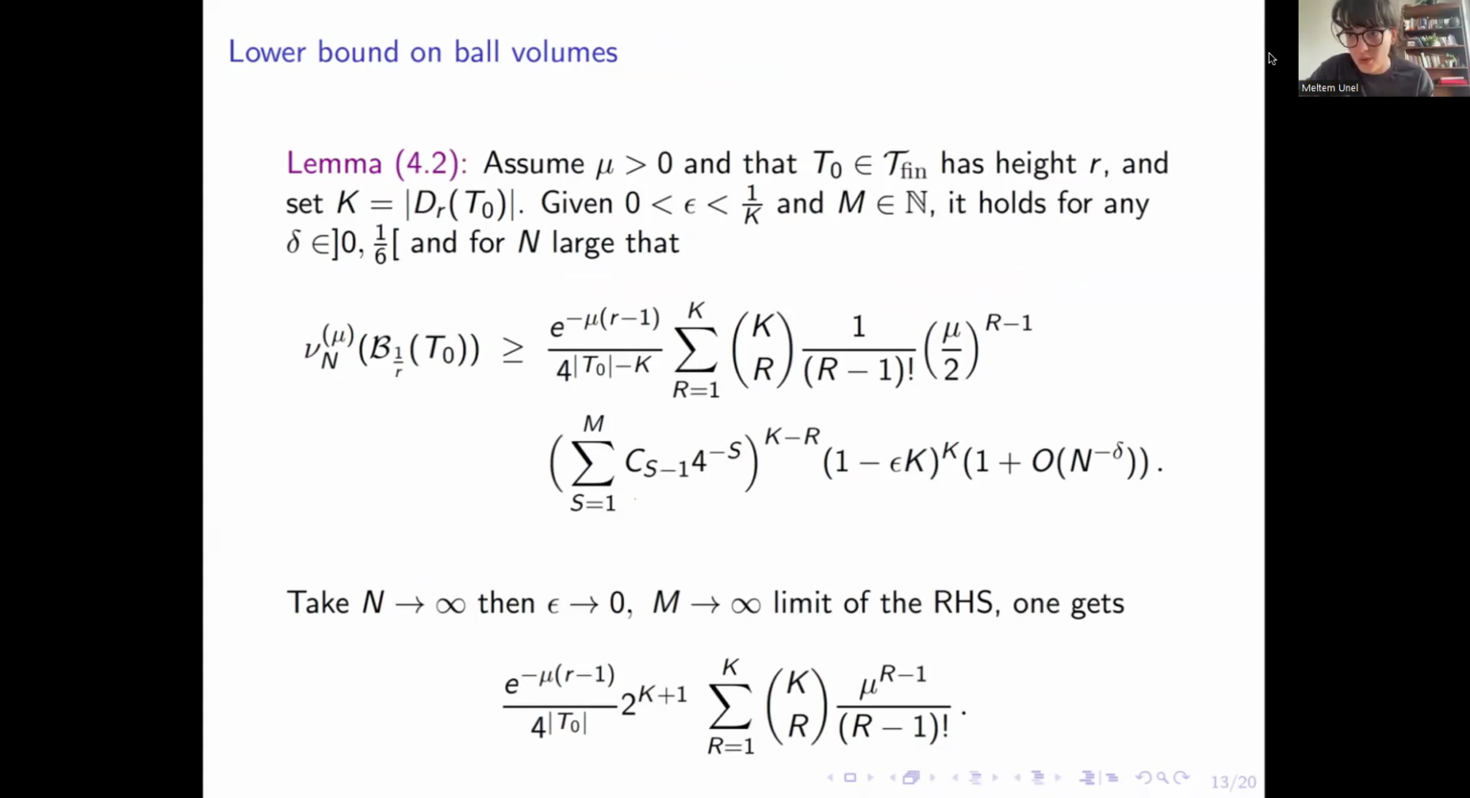So how can we now use this result of coefficient asymptotics to show that the sequence of measures nu_n converges weakly towards a limiting measure nu?